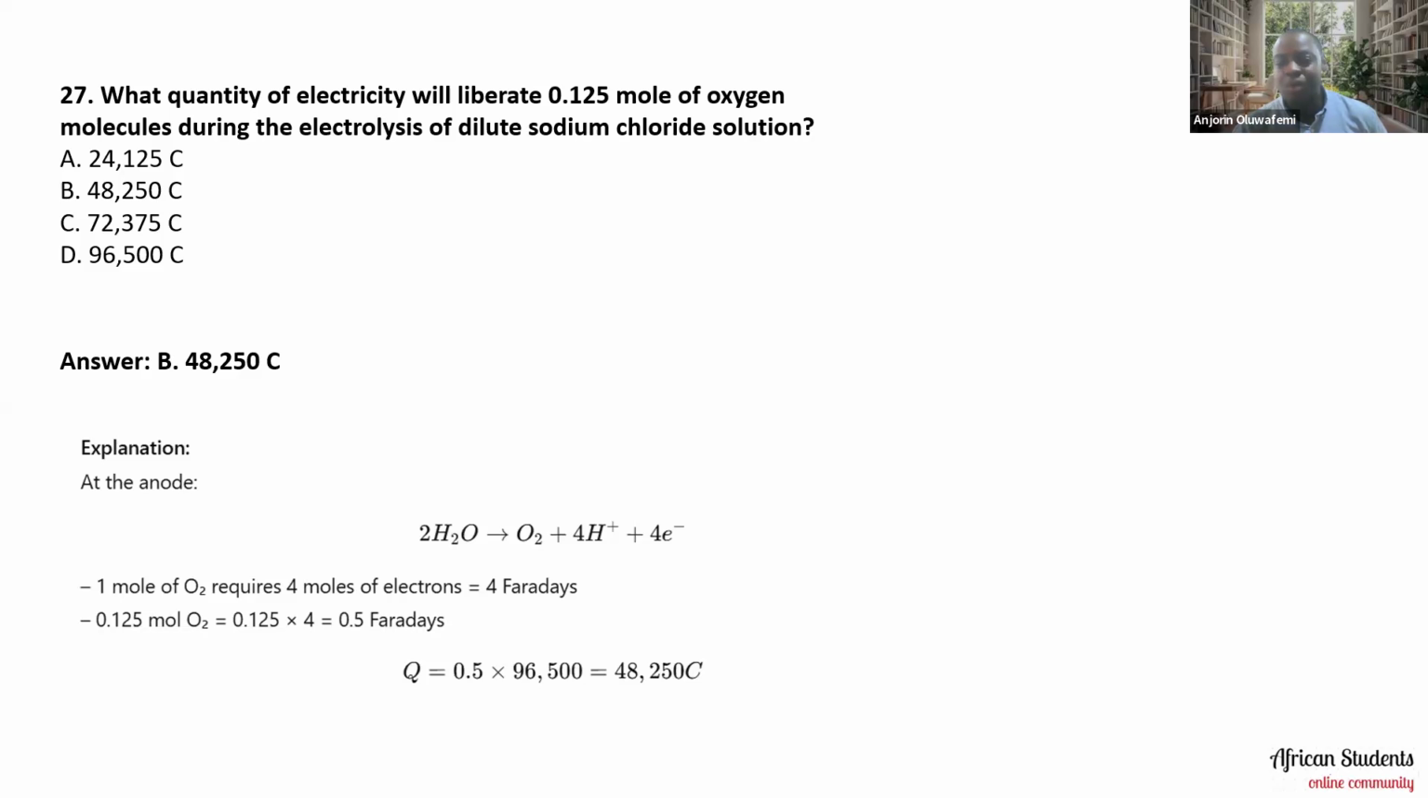48,250 coulombs. And that's the quantity of electricity that will be liberated when 0.125 moles of oxygen molecules undergo electrolysis of dilute sodium chloride. So that is what we'll have there.